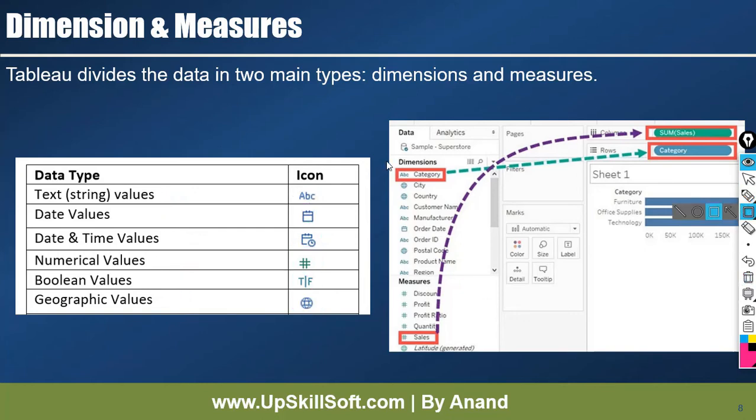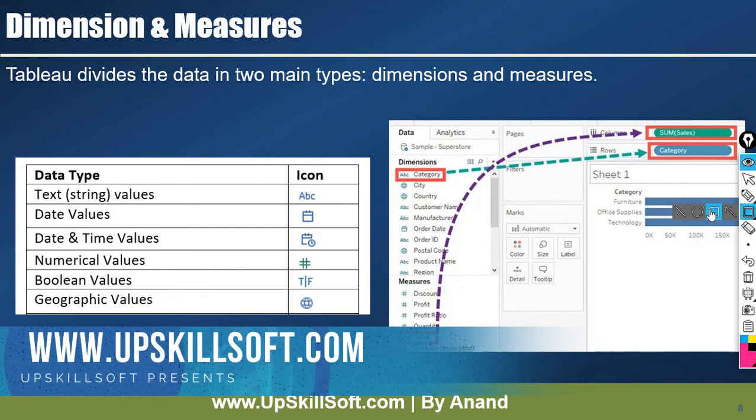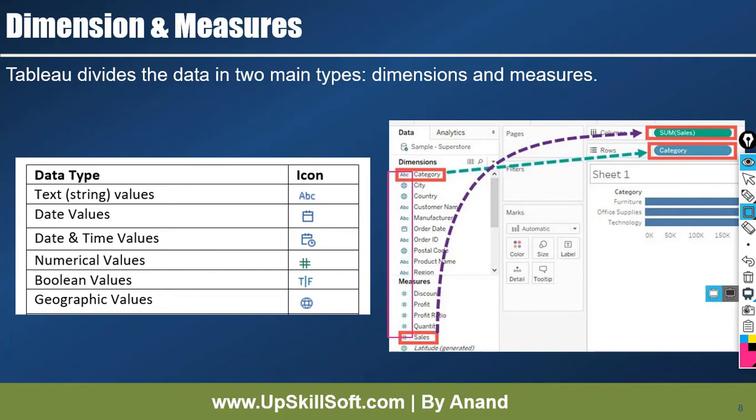As I told you, once you connect the data, the data is divided into two things: dimensions and measures. And each data type is represented, as you can see here, with the help of certain symbols. Hash, ABC, calendar, those are all the different symbols you are seeing here. So this is how Tableau has divided data into dimensions and measures, and each field is represented with a certain data type.